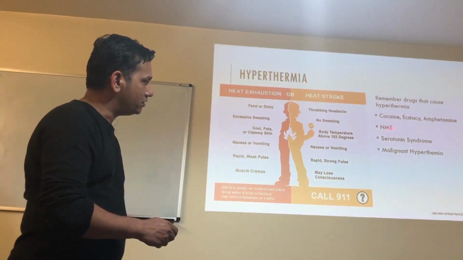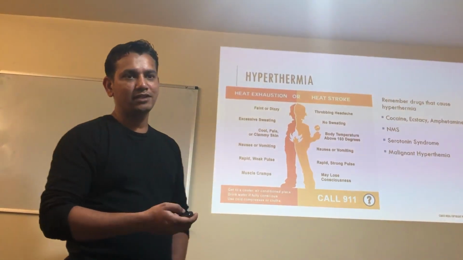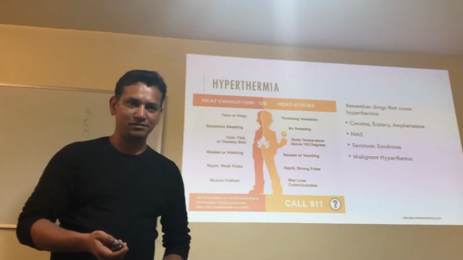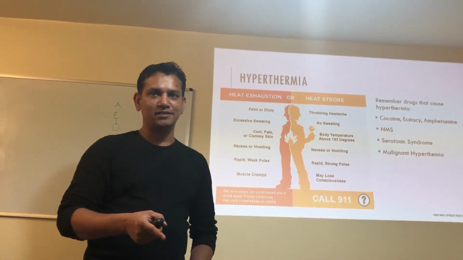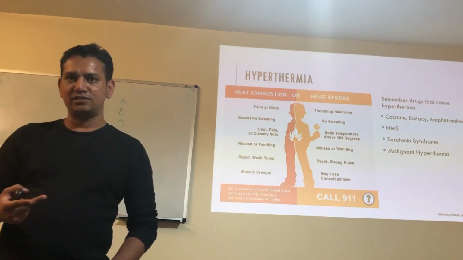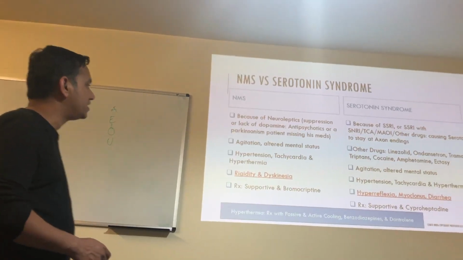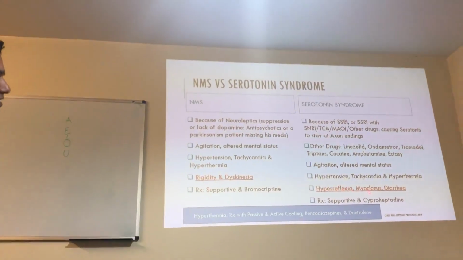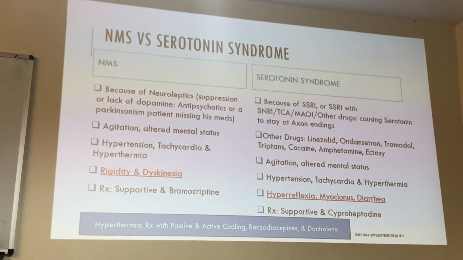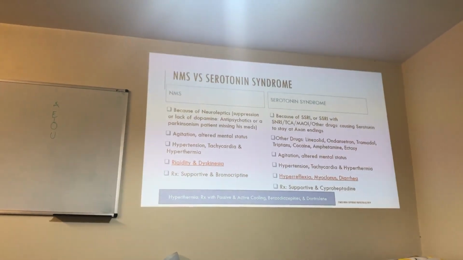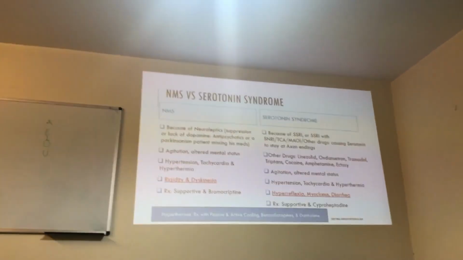However, neuroleptic malignant syndrome is due to lack of dopamine, so you need to use a dopamine analog, which is bromocriptine. Serotonin syndrome is due to excess serotonin, so you have to use an anti-serotonin, that is cyproheptadine. Giving these two drugs, you should speak to NPIS again. So that was it: rigidity, dyskinesia, hyperreflexia, myoclonus, diarrhea. I told you about linezolid, ondansetron, tramadol. These are the main ones. Treatment is supportive, cyproheptadine, bromocriptine. Dantrolene is only used for temperature.